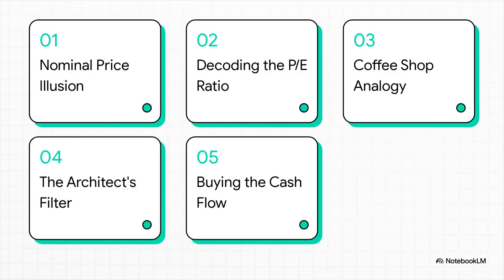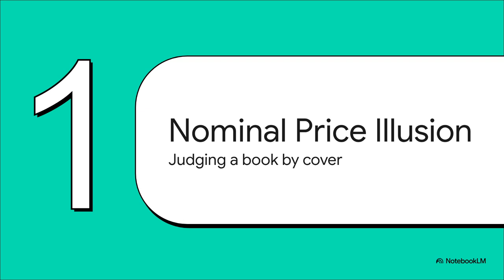All right, here's our quick roadmap for today. We'll cover the nominal price illusion, decoding the PE ratio, the coffee shop analogy, the architect's filter, and finally, buying the cash flow. Let's jump into Section 1, the nominal price illusion.